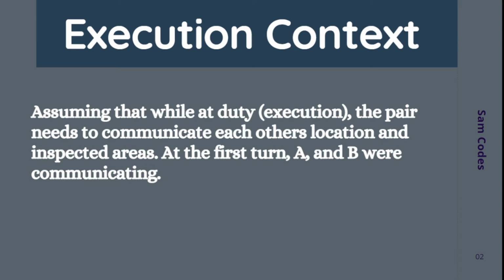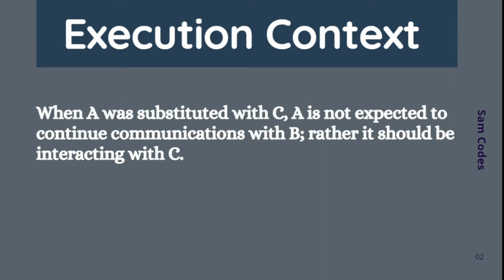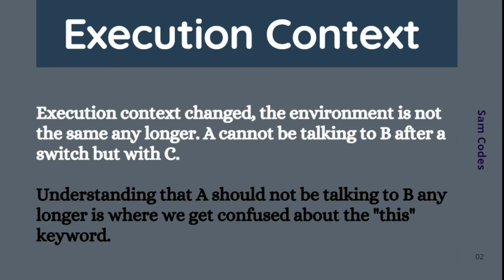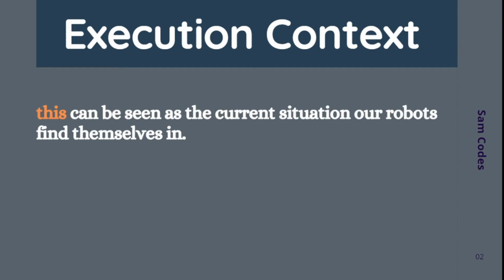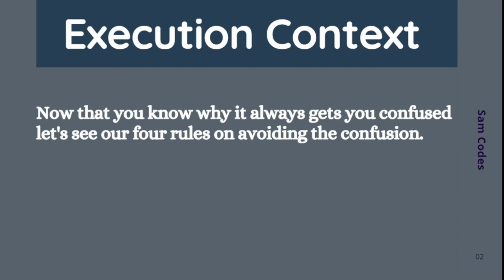At the first turn, A and B were communicating. When A was substituted with C, A is not expected to continue communications with B. Rather, it should be interacting with C. Execution context changed. The environment is not the same any longer. A cannot be talking with B after a switch, but it can be talking with C. Understanding that A should not be talking to B any longer is where we get confused about this keyword. This can be seen as the current situation our robots find themselves in. Now that we know why it always gets you confused, let's see our four rules on avoiding the confusion.